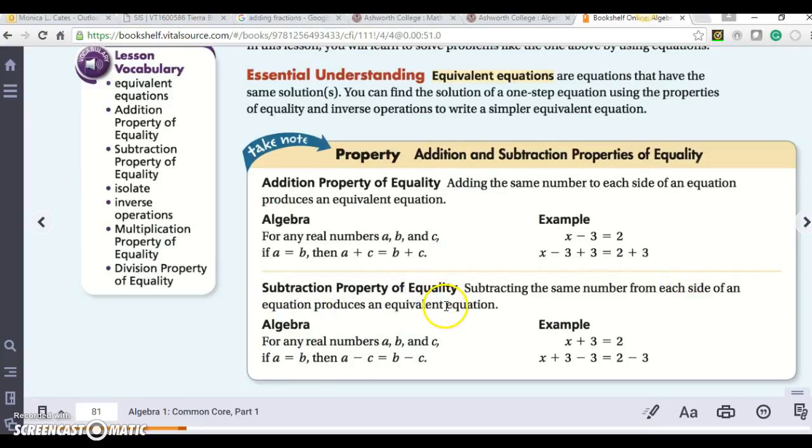Subtraction property of equality. Subtracting the same number from each side of an equation produces an equivalent equation. For any real numbers a, b, and c, if a equals b, then a minus c equals b minus c. So here's an example. If I have x plus 3 equals 2, if I subtract 3 from both sides, I get the exact same equation.